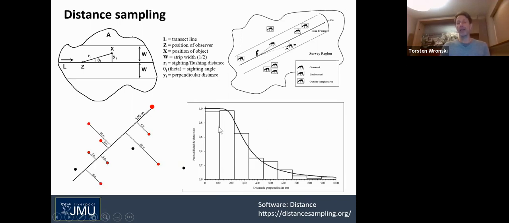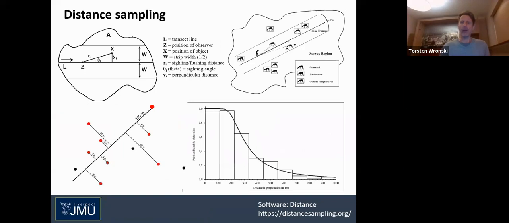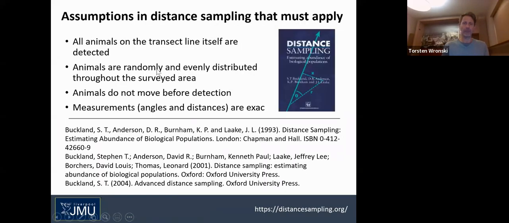So even if this example is irregular, the software is able to determine the strip width and give an abundance estimate. From this estimated abundance, we can then calculate the density, relating the counted number of animals to the total sampled area.